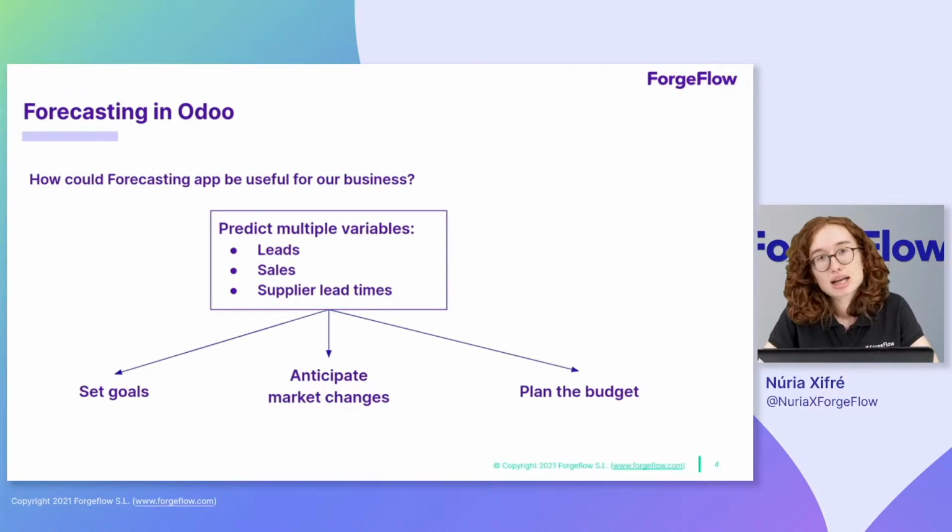How could the forecasting app be useful for our business? The forecasting app could be useful because it will let you predict multiple variables. For example, leads, sales, or some supplier lead times. Knowing these variables beforehand could be very valuable for your company because you will be able to set goals, anticipate market changes, or plan the budget of your business.